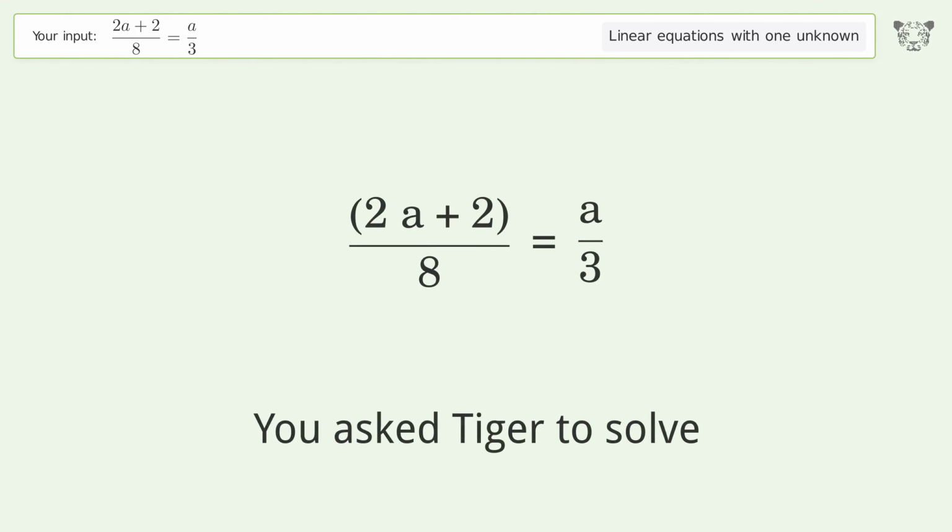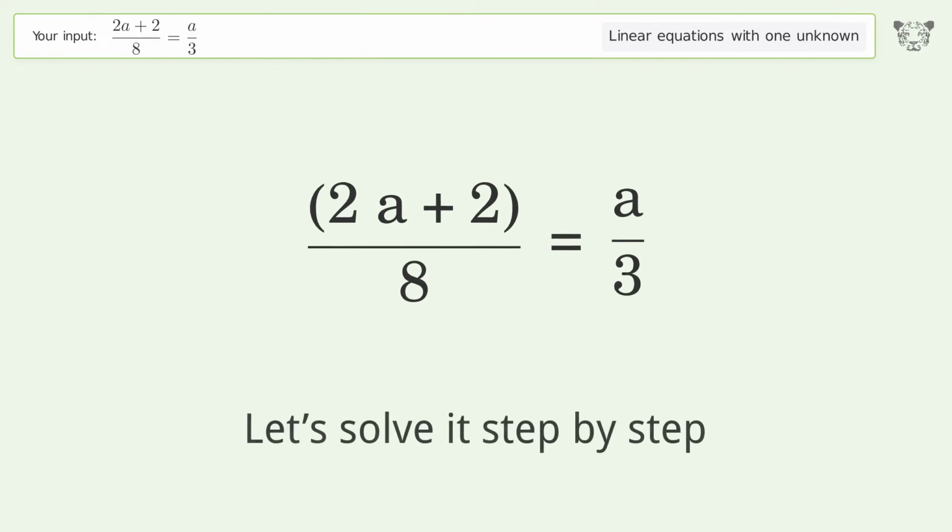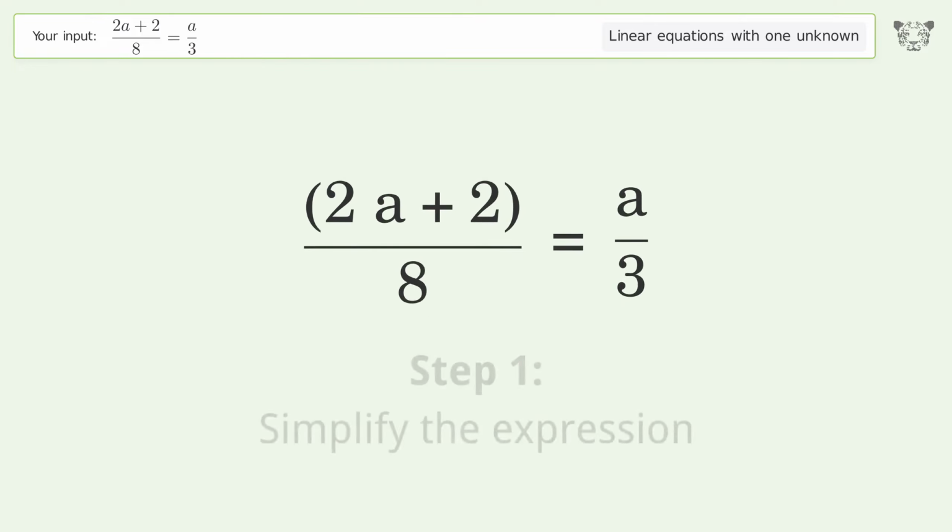You ask Tiger to solve. This deals with linear equations with one unknown. The final result is a equals 3. Let's solve it step by step. Simplify the expression. Break up the fraction.